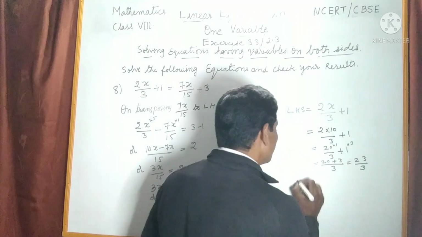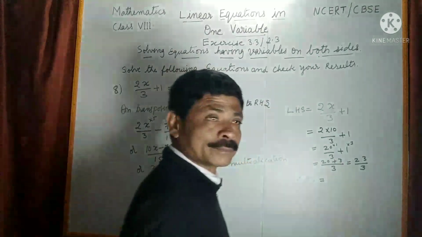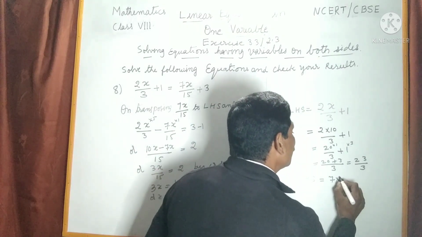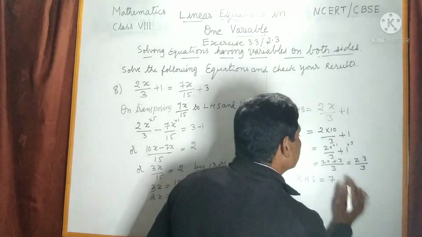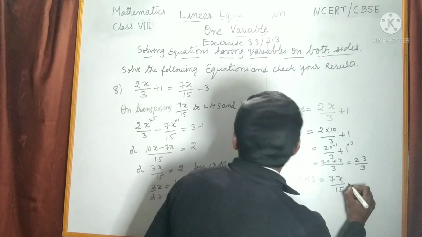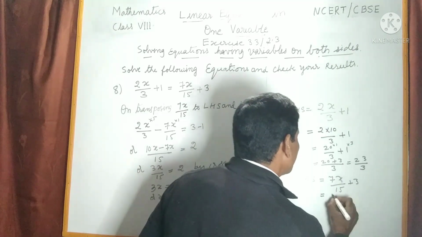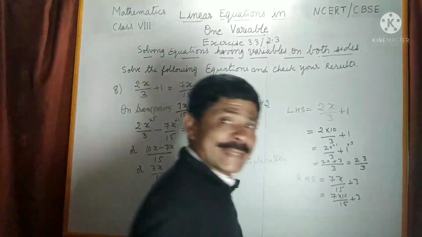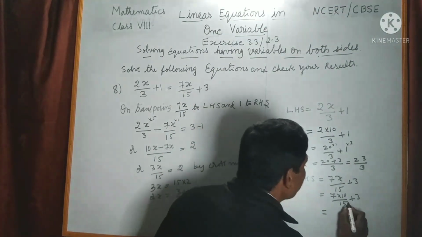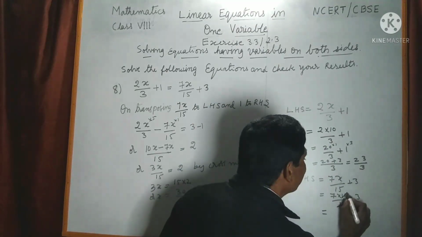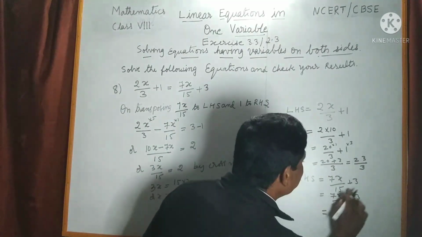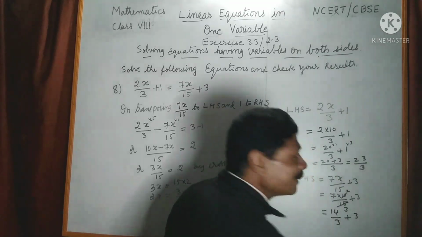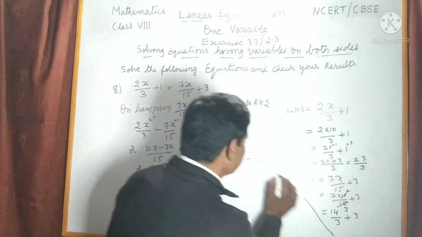And RHS is equal to 7x by 15 plus 3, which is 7 into 10 by 15 plus 3. This is equal to, 5 times 3 is 15, 5 times 2 is 10. That means 7 into 2 is 14 by 3 plus 3. Now, that is right here.